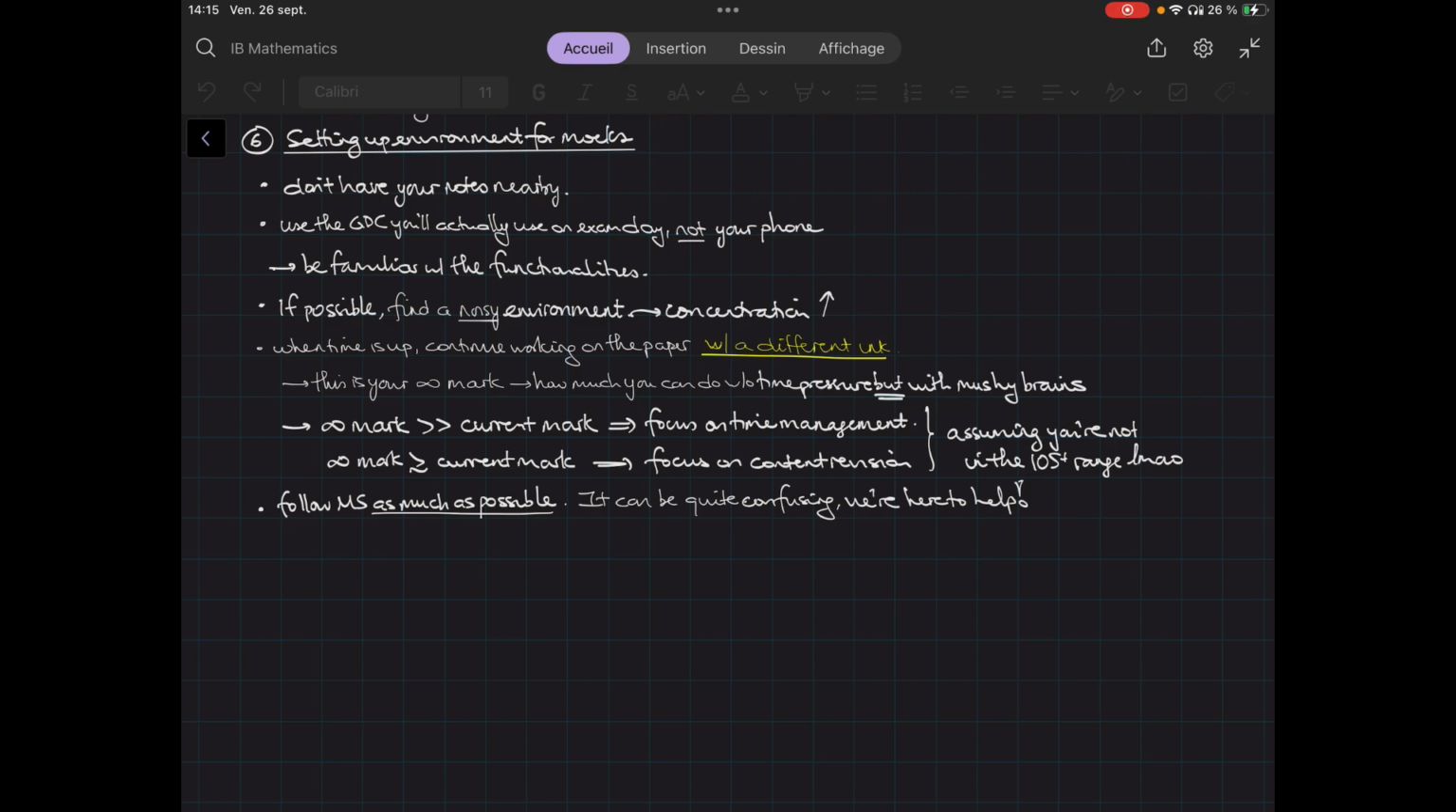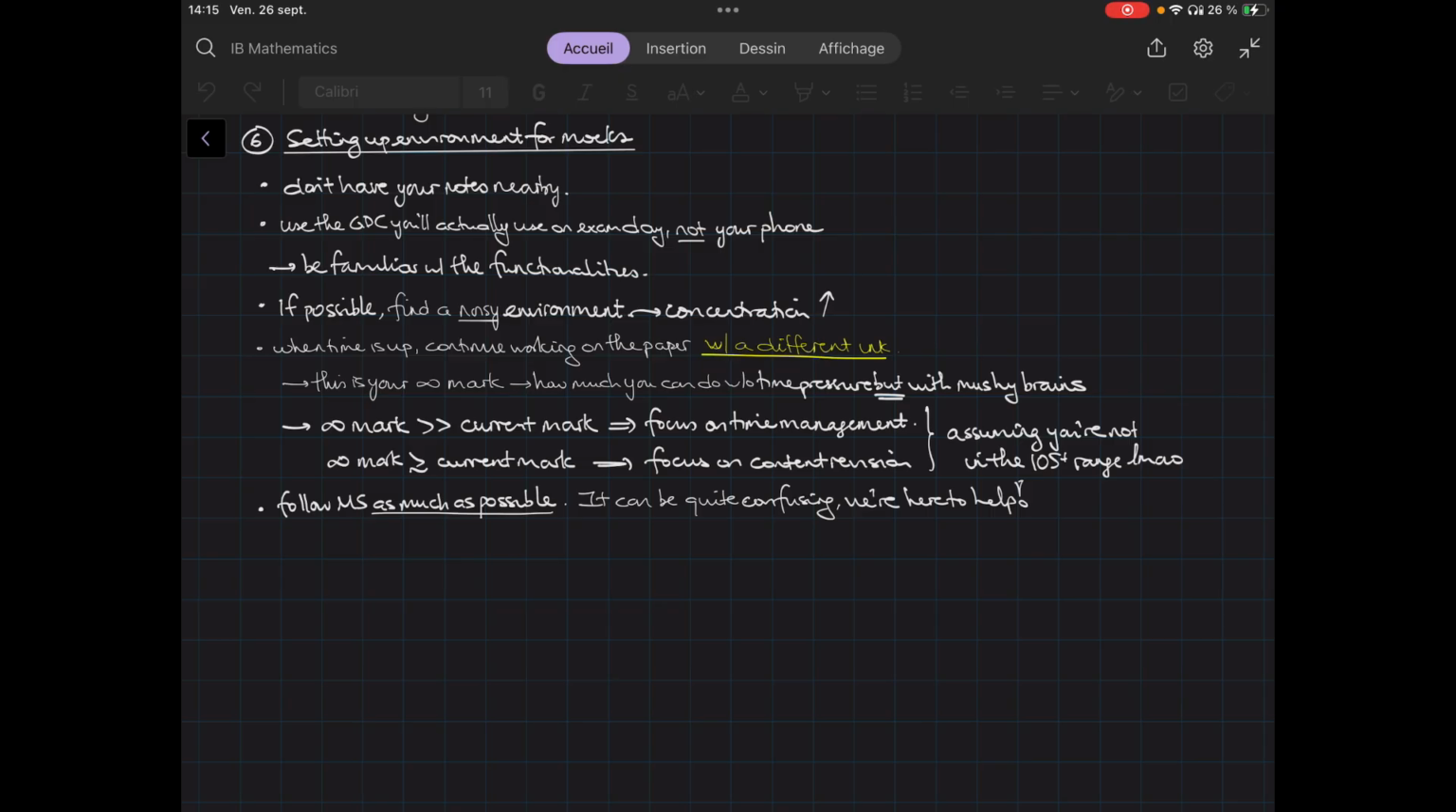2. You should use the same GDC that you will actually use on the exam day, because you have to be very familiar with the functionalities of your calculator. Know it inside out. Know where to find the cumulative PDF, all the graphing functions, and solve or equivalent depending on your model, and so on.